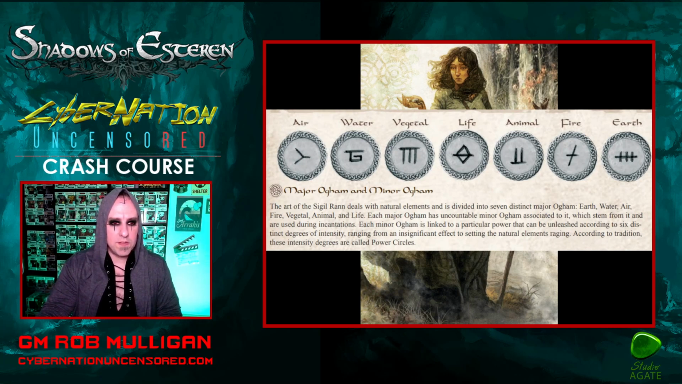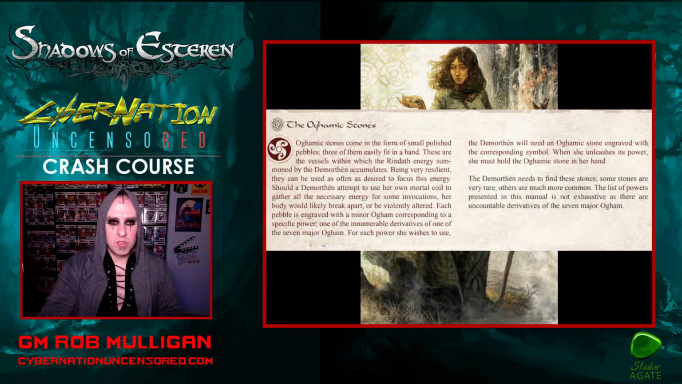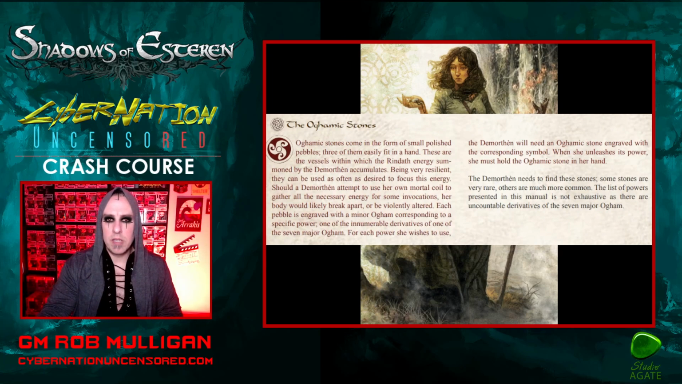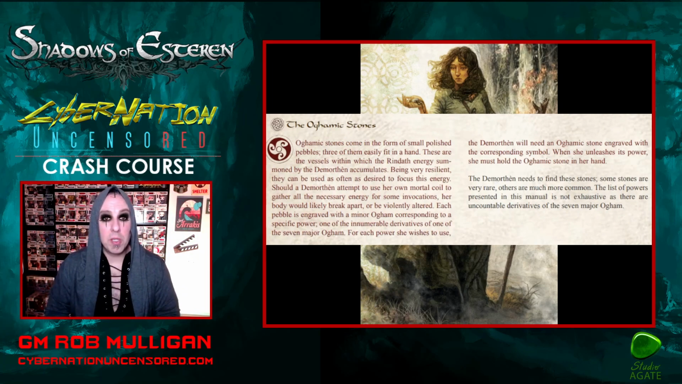Let's first talk about the Ogham stones, and then I'm going to show off a little imagery so you can see what they look like, because again, I love the artwork of the book. Ogamic stones come in the form of small polished pebbles. 3 of them can easily fit in the hand, just to give you an idea of size.